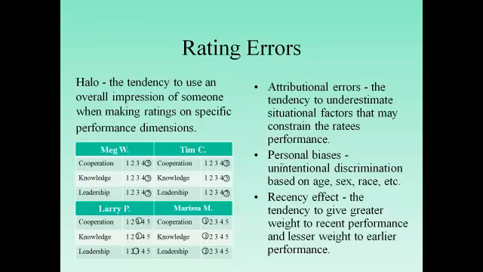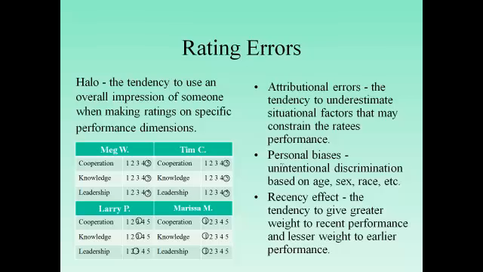Isn't it likely that these people are stronger on some aspects of performance and weaker on others? We can see here that Larry P, their overall impression is that he's average and he receives all 3s. Could it be that he's stronger and weaker on some dimensions? And again, with Marissa M, she receives all 1s. Perhaps there's some areas where she's better than a 1. So this is halo error, using your overall impression rather than evaluating each specific performance dimension.